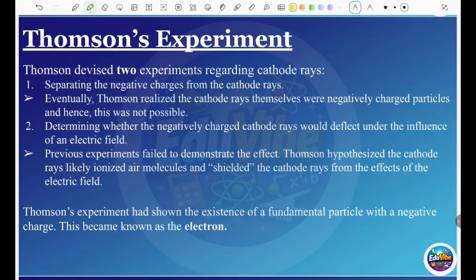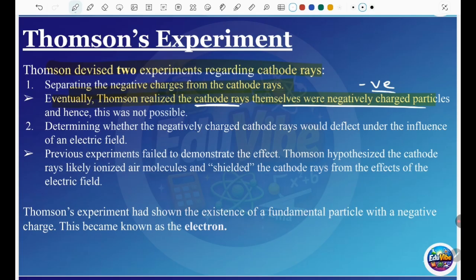They devised two experiments. They again revised all the experiments with the cathode rays done by the scientists. So what are those? Firstly, they separate the negative charges from the cathode rays. Eventually, Thomson realized that cathode rays themselves were negatively charged particles. So they mentioned first that the cathode rays are negatively charged particles.